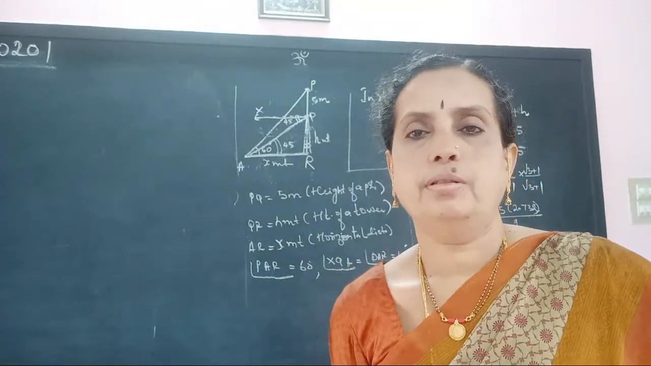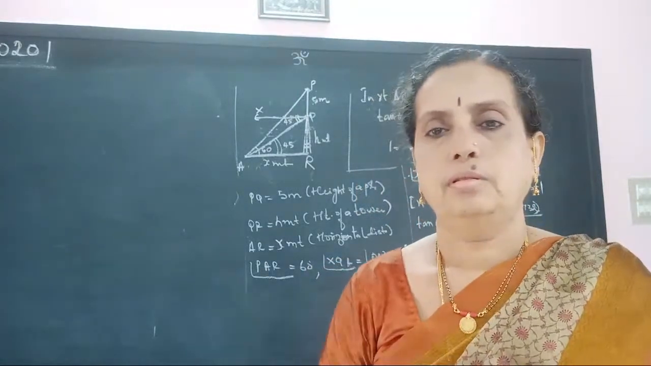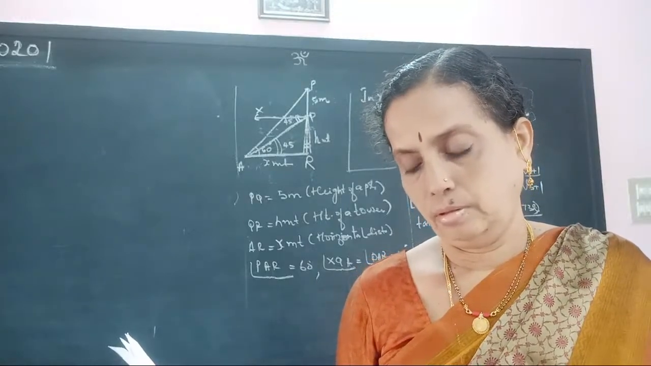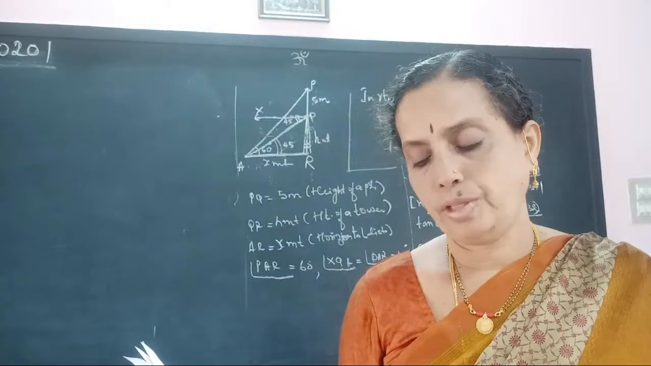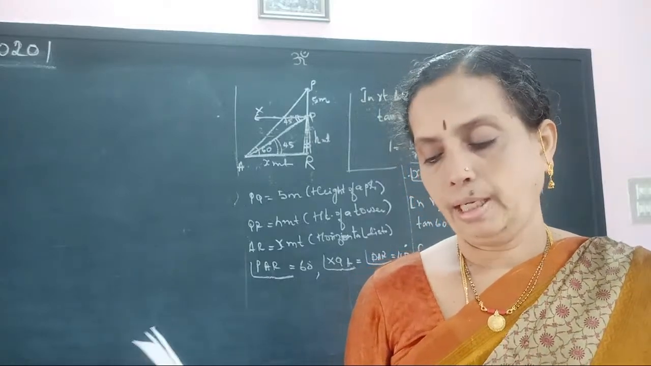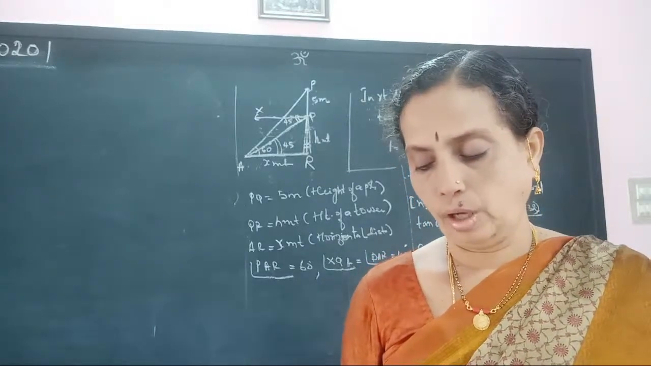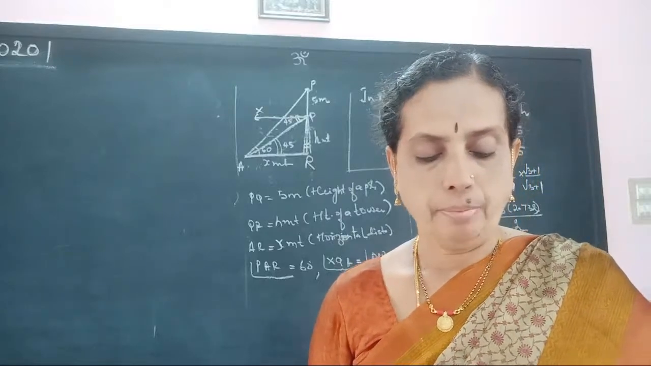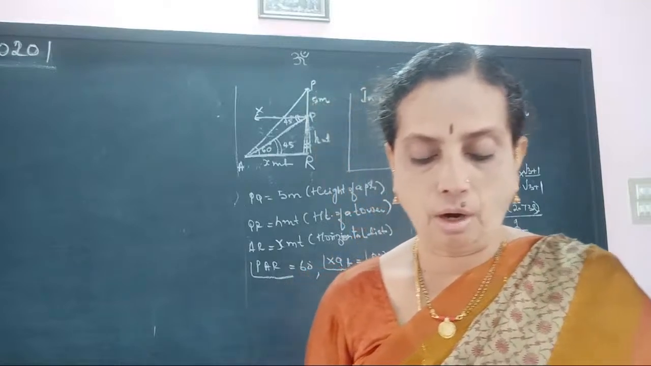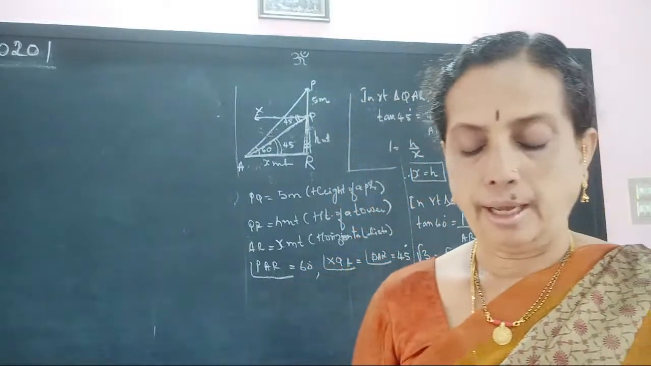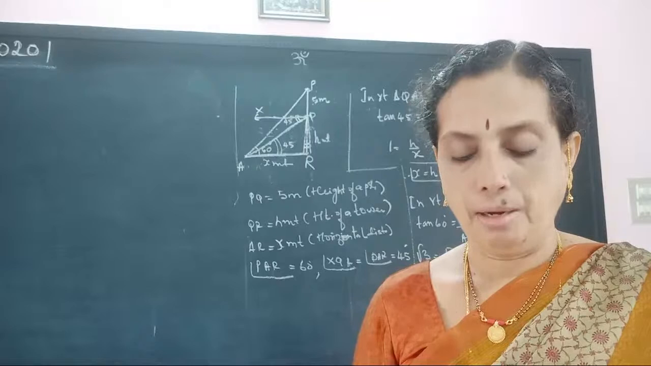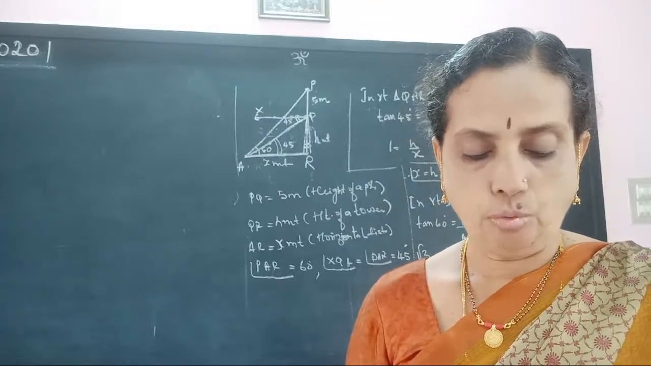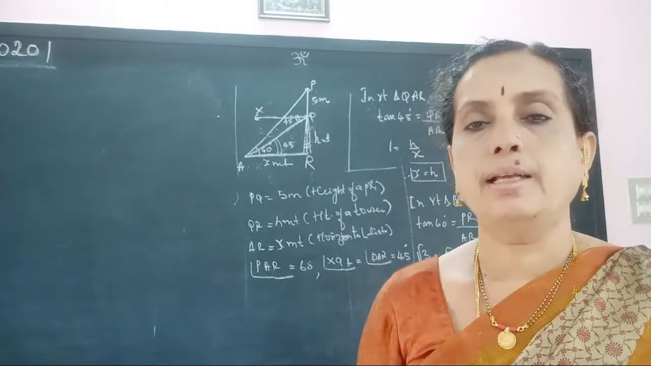Next question. The length of a string between a kite and a point on the ground is 90 meter. If the string makes an angle of theta with the ground level such that tan theta equals 15 by 8, how high is the kite? Assume that there is no slack in the string.